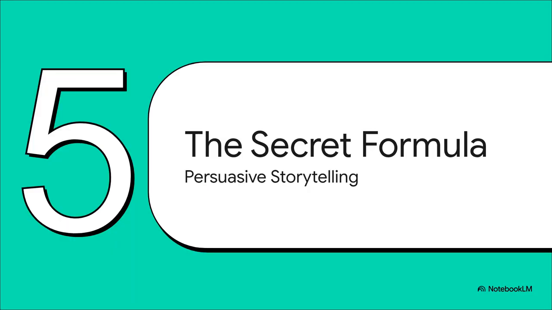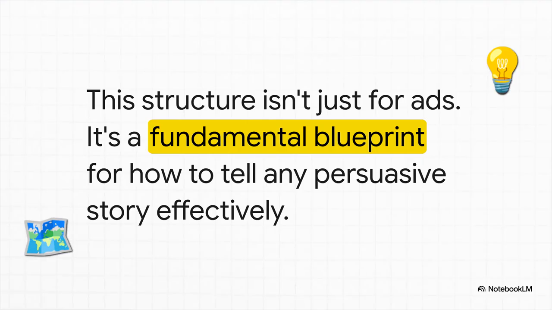So we've just walked through this whole story, piece by piece. But what's the big takeaway here? Well, the secret is that this structure, it's not some one-off trick. It's a classic, repeatable formula for persuasion. Yeah, what we've just broken down isn't just about how to make a clever ad. It's a fundamental blueprint for how to tell any persuasive story. I mean, whether you're selling something, pitching a new idea, or heck, even trying to win an argument, this is a pattern that once you see it, you'll start to see it everywhere.